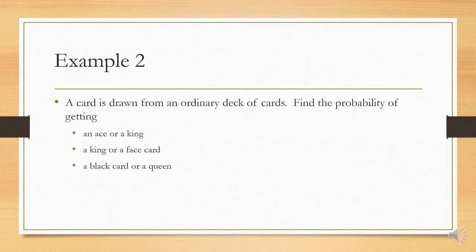Another example. Let's have another example. So, ang ating tip to know if you are going to apply additional rule of probability is the word or. Ayan. Okay? So, a card is drawn from an ordinary deck of cards. Find the probability of getting an ace or a king or a face card, a black card, or a queen.